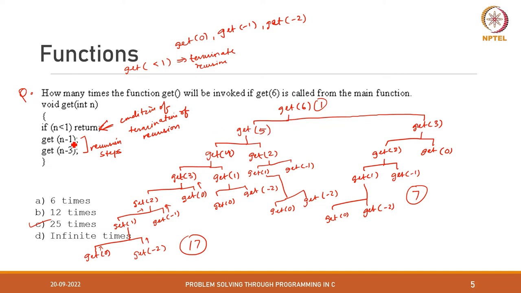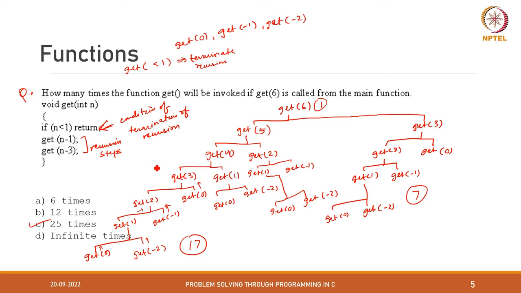So that is what we have, get of 5. Now once this get of 5 is called, if we send this value of 5 here, this condition is not satisfied, it will call get of 4 and get of 2, right? Now let us look at them one by one. Now get of 4, when it is called, the condition is still not satisfied, it will call get of 3 and get of 1, because 4 minus 3 is 1, 4 minus 1 is 3.